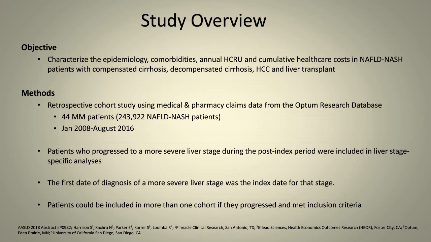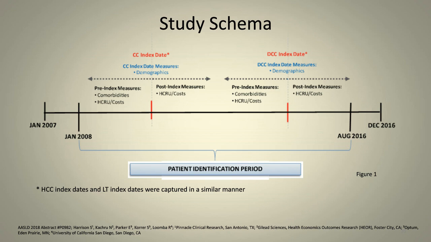A better way to look at that is on this study schema slide. Patients were broken down into cryptogenic cirrhosis, and we looked at pre-index measures, comorbidities, healthcare resource utilization costs, pre-index, and then we looked at them post-index and compared. Same thing for decompensated cirrhosis. We looked at pre-index measures of healthcare utilization costs and then post-index measures.